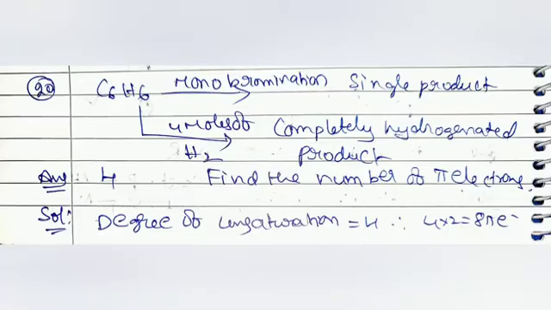So next question, C6H6 on monobromination single product it is giving and with 4 moles of H2 completely hydrogenated. With 4 moles of H2 completely hydrogenated means definitely there must be 4 pi bonds. So 4 2s are pi electrons are there. That is what the question is. In C6H6 find the number of pi electrons. So 4 pi bonds, 4 2s are 8, 8 pi electrons are there.